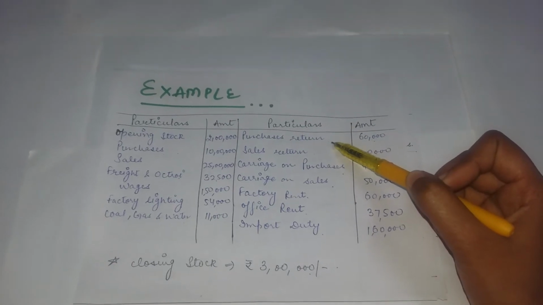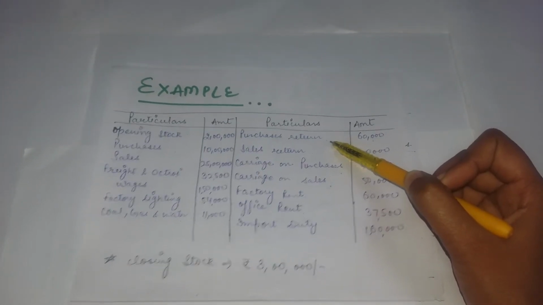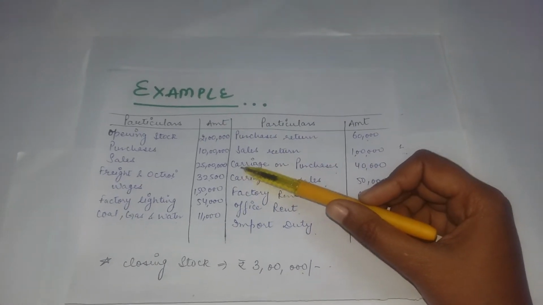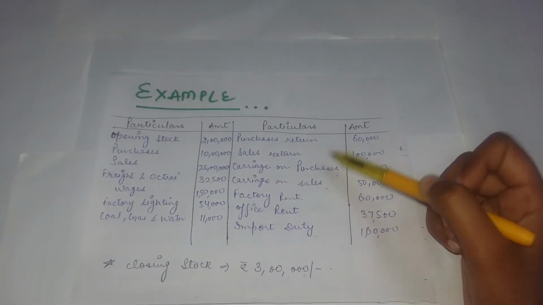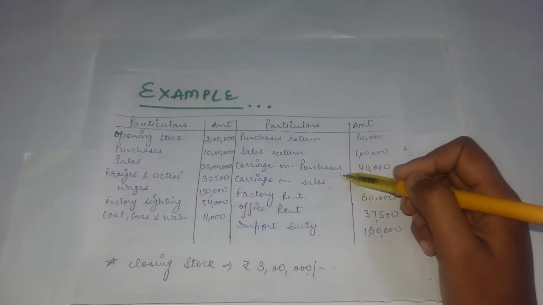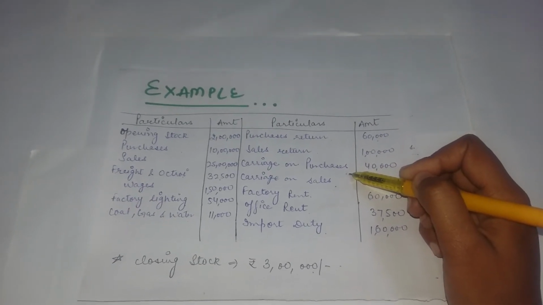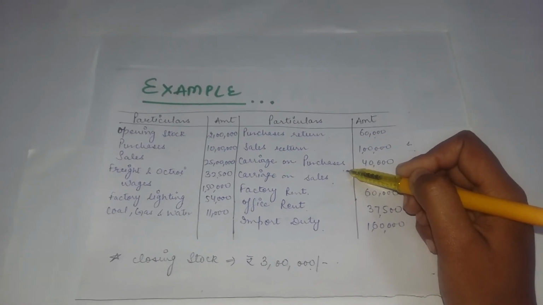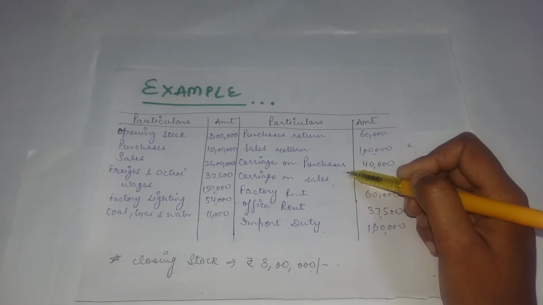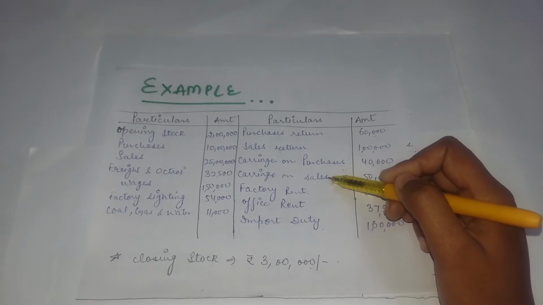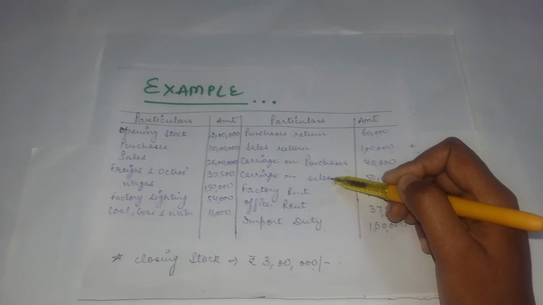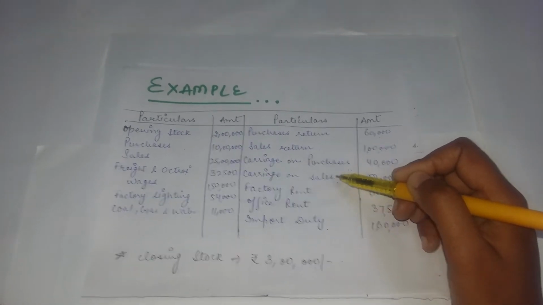Purchases return will be subtracted from your purchases. Sales return would be subtracted from your sales. Carriage on purchases, carriage on sales. Here carriage on purchases will be included in the trading account. Why? Because in the trading account we include carriage inward, not carriage outward. So carriage on sales will not be included in the trading account. It will be included in the debit side of your P&L account.